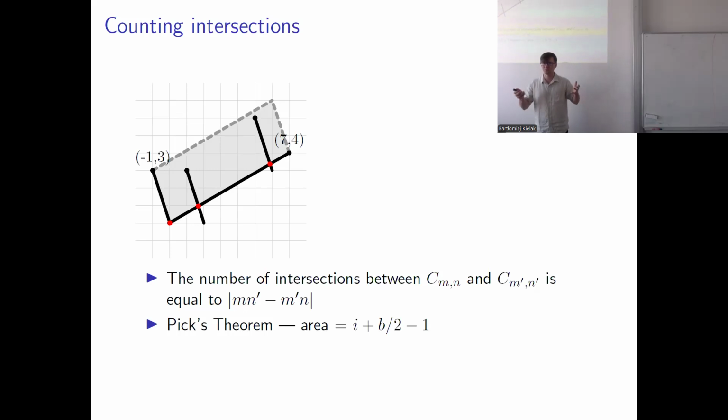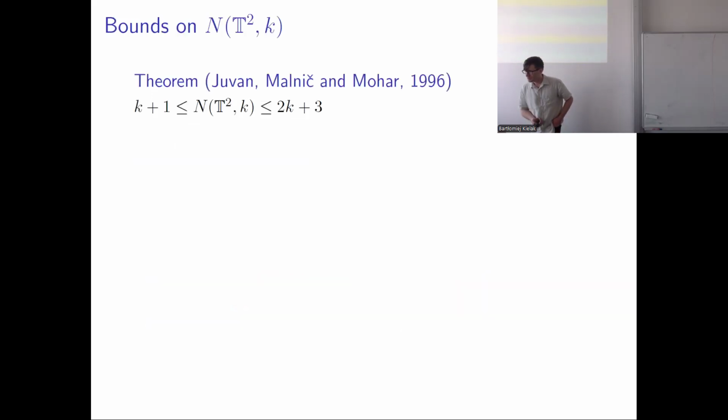But this is just to give you an idea where this number comes from. What actually is important for us is simply that if we have two pairs of integers which correspond to homotopy classes, then we just have a ready formula to compute the number of intersections. Great. Oh, by the way, if you have some questions, then please simply interrupt me.